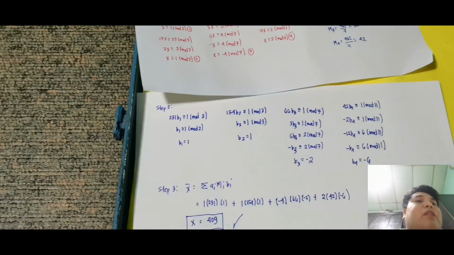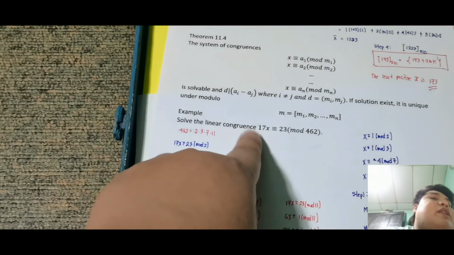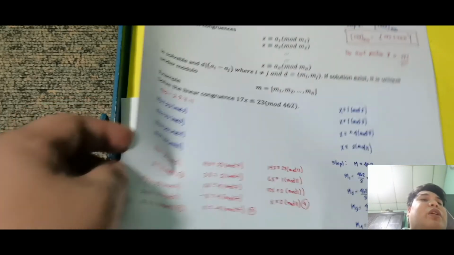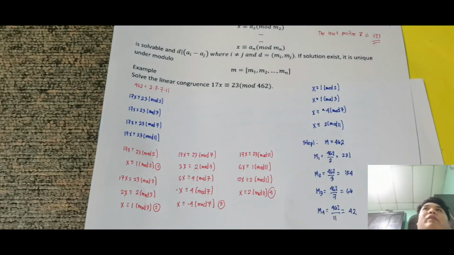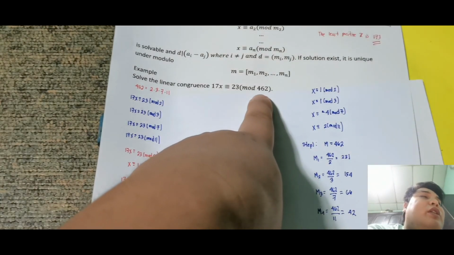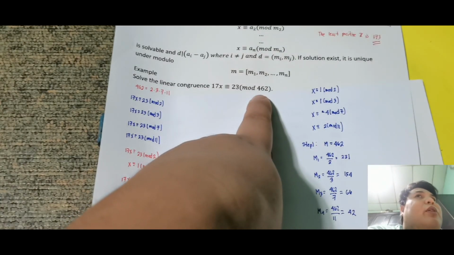Pag ganito yung nangyari, from isa, biniyak mo siya, naging system of linear congruence siya. Ayun yung gagawin nyo. Ngayon, sir, kailan namin gagawin na system of linear congruence siya? Ilalagay ko yung modulus na 462 is, kumbaga, ipapa-factor out mo into different moduli.